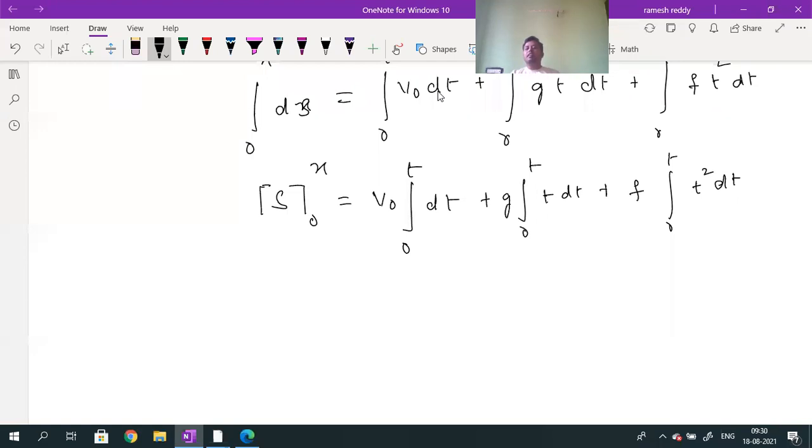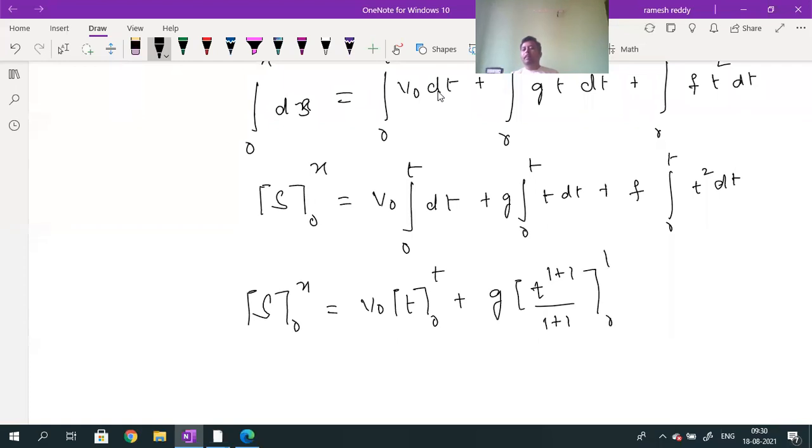Can I substitute the limits? Yes, into 0 to x, which is equal to v naught into integration of dt, which is t, with lower limit 0 and upper limit t, plus g into integration of t, which is t power 1 plus 1 by 1 plus 1, limits 0 to t, plus f into integration of t square, which is t power 2 plus 1 divided by 2 plus 1, limits 0 to t.